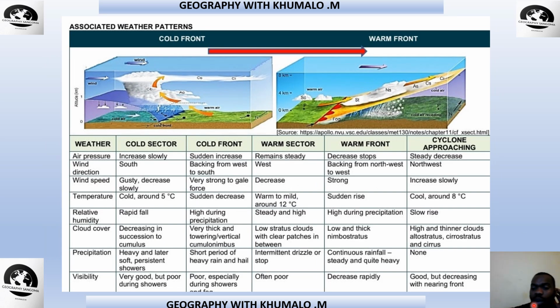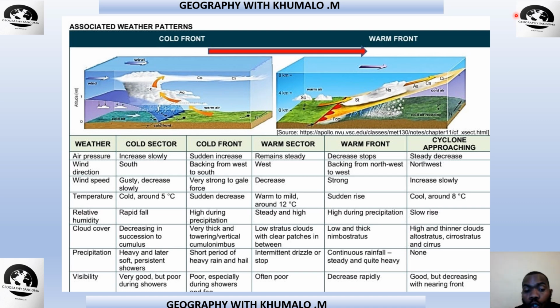And another thing that I want you to look at is this table. This table is very important. Now, what is this table all about, grade 12? It is about the cold sector, the cold front, the warm sector, the warm front, and the cyclone as it is approaching. So it explains the weather pattern and how the weather pattern changes in the cold sector, in the cold front, and in the warm sector as the cyclone is approaching.